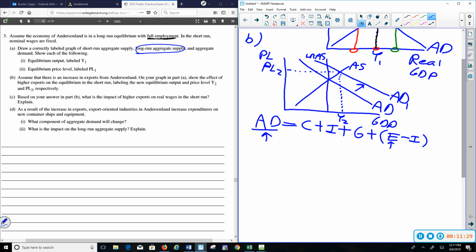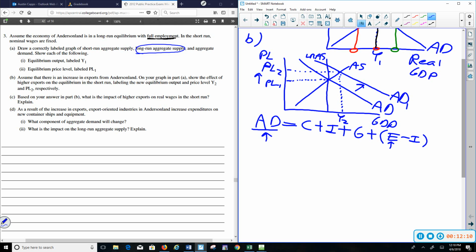Remember, our old equilibrium price level before the exports increased was right here. Then we had a shift in the aggregate demand curve to the right. We hit a new equilibrium point, and our equilibrium price level rose from PL1 to PL2. Prices in the economy have gone up. Now, if prices in the economy go up, what happens to your real wage? It's going to drop, because that same amount that you receive per hour, $8 an hour, $10 an hour, whatever it is, now buys you less stuff, because everything you want to go out and buy is more expensive.